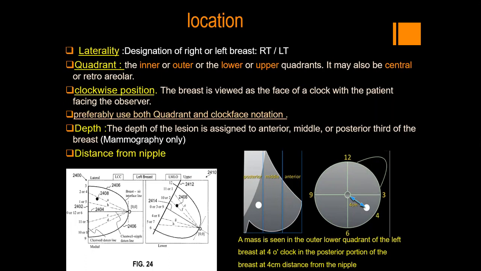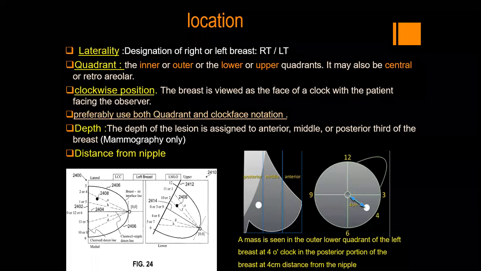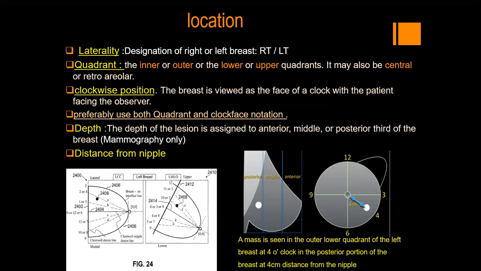We described before for each lesion, which abnormality, whether mass, architectural distortion, asymmetry, or calcification, we have to describe it by its location using laterality, right or left, quadrant, inner, outer, lower, upper, and clockwise, as you know, from 12 to 12, 3, 6, 9, and so forth.